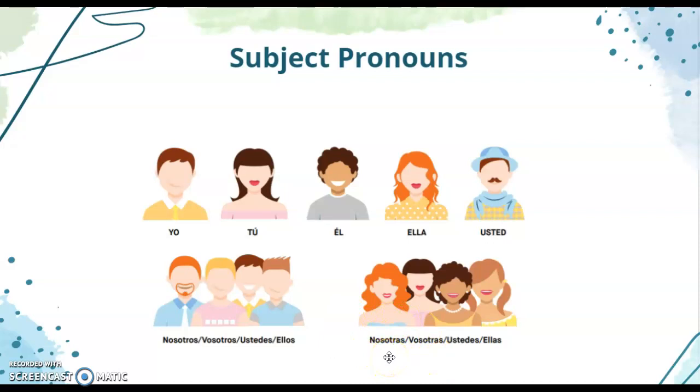Nosotras means we, if it's a group of girls. Vosotras, same thing, it means you, plural, if there's a group of girls. Ustedes doesn't change, it's ustedes, whether it's males or females. And ellas is they, again, if it's girls. So you'll notice in everything in Spanish, if we're talking about boys, it's going to end in an O. And if we're talking about girls, it's going to end in an A. And if it's a mixed group, boys and girls, we're going to default to the O.